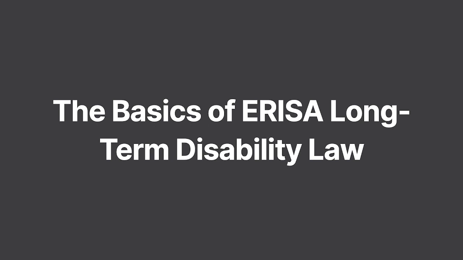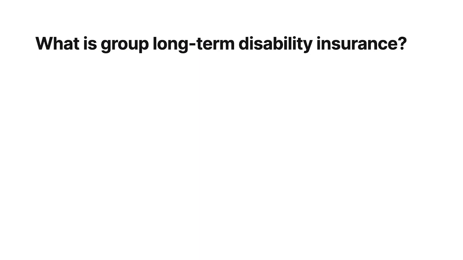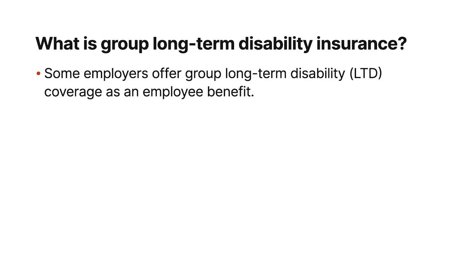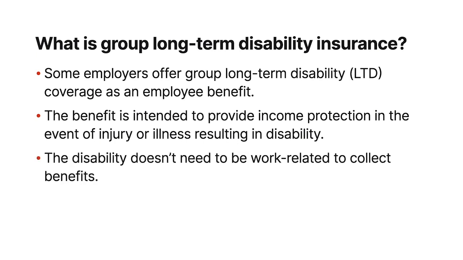Part 1, the basics of ERISA long-term disability law. So what is group long-term disability insurance? It's essentially an employee benefit. Some employers offer group long-term disability coverage, which we often call LTD, as part of the employee benefits package. It's a benefit that's intended to provide income protection in the event of illness or injury resulting in a disability. Unlike workers' compensation, the disability doesn't need to be work-related in order to collect benefits.